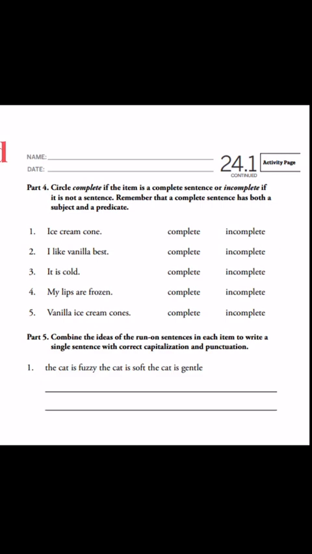Okay, let's look at number 1. Ice cream cone. Is that a complete sentence? No, right? We only have the subject, ice cream cone. That's it. It doesn't say anything else about the ice cream cone. So you're left with, what? Ice cream cone? What happened? Right? So that's incomplete. So you're going to circle incomplete.